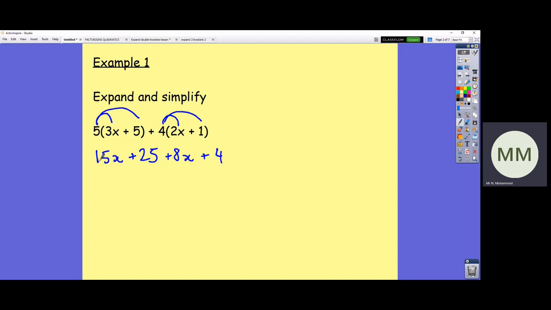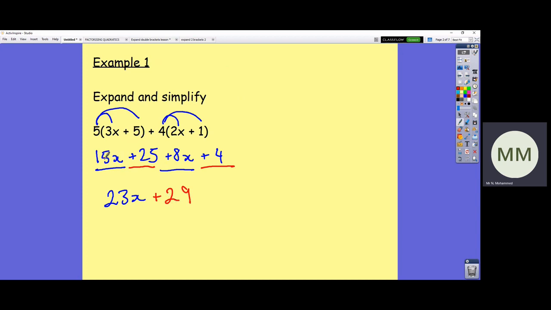Then I simplify this by collecting like terms. So I collect the x's together. I will just underline them. 15x plus 8x gives me 23x. Some people may prefer to write that separately and work it out. I'm not going to do that. Then I can underline the other like terms, which is the numbers 25 and 4, and I underline the signs before them. So plus 25 plus 4 is plus 29, and that would be my answer simplified.